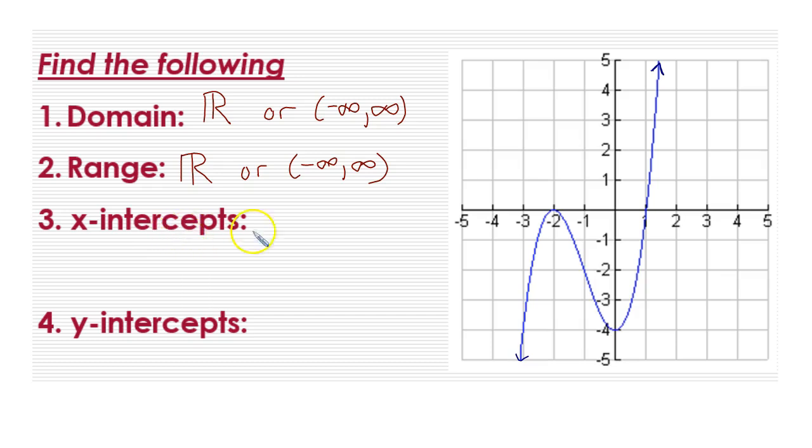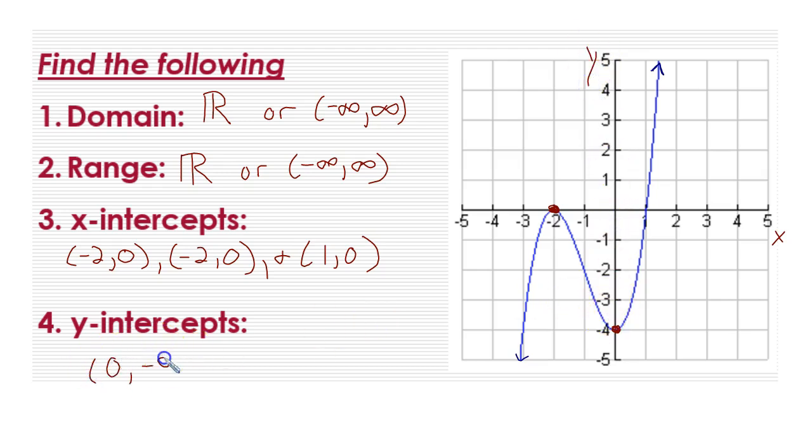For the x-intercepts, remember that this bounce is a double root, so it's going to count as a double x-intercept, kind of. So -2, 0 and -2, 0. And it's going to bounce off there, and then it's going to go back up through 1, 0. So that is all of our x-intercepts. And for the y-intercept, it only crosses in one place down here on the y-axis at -4. So that's 0, -4. And that's it. Domain, range, x-intercepts, and y-intercepts.